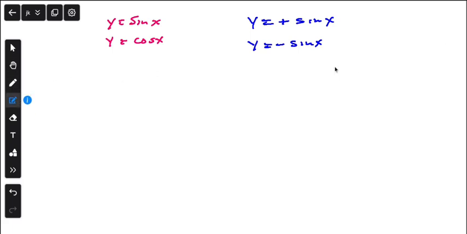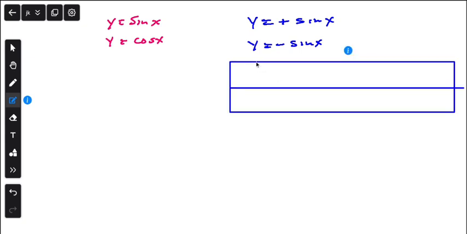So let me do this. Let me make the coordinates. Even here, let me just do this. So I'm going to say this is going to be x and this is going to be y. I'm starting with this one. X is representing the angle, which is theta. So if I put 0 degrees here, I'm going to have the value of y to be 0.